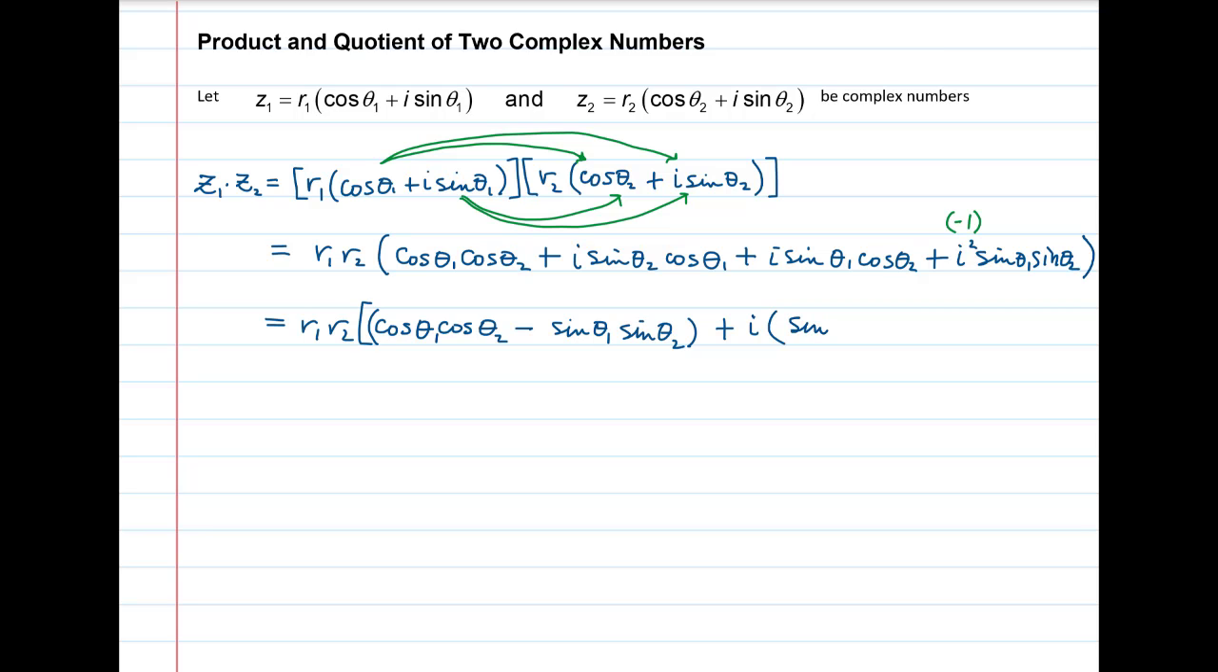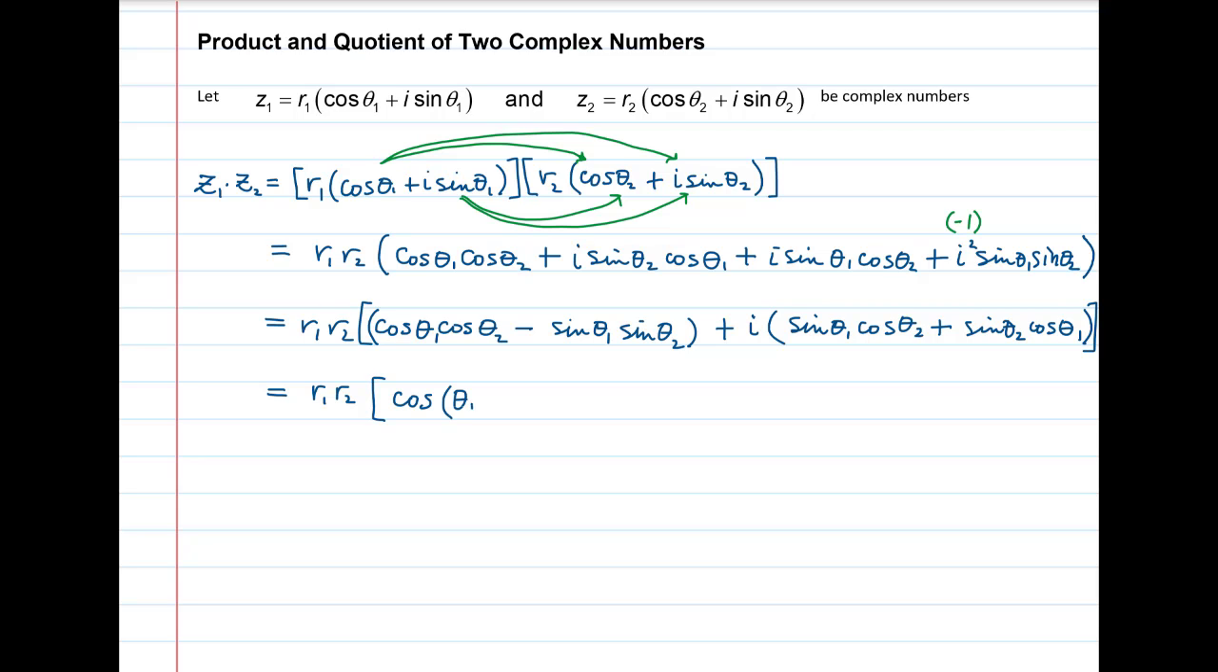Okay, so I end up with cosine theta 1 times cosine of theta 2 minus, right? So I'm bringing that last term here together with this first term, sine of theta 1 times sine of theta 2. Now, in the other two terms, since they have i in common, I'm going to go ahead and factor that i out, and I get this. I switched the order here, but that doesn't matter since we're adding, and it's going to be the same thing.